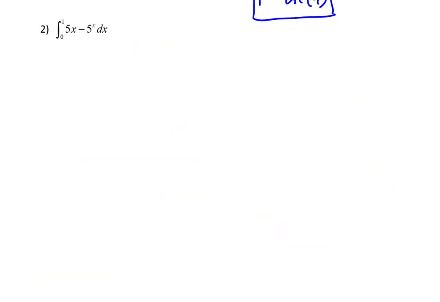Let's try another example. This one is the definite integral from 0 to 1 of 5x minus 5 to the x power dx. So we'll go ahead and apply our fundamental theorem, which utilizes antiderivatives. And the antiderivative of the first term, 5x, would end up being 5x squared over 2, as we understand by now, minus, and then the antiderivative of the second term, which is an exponential, 5 to the x, would end up being 5 to the x over the natural log of 5.